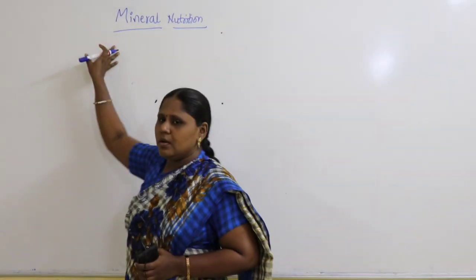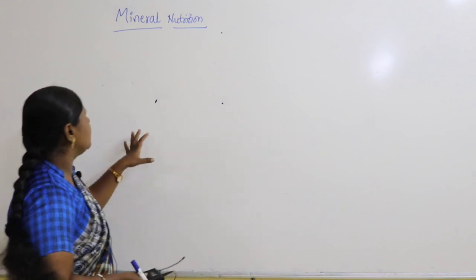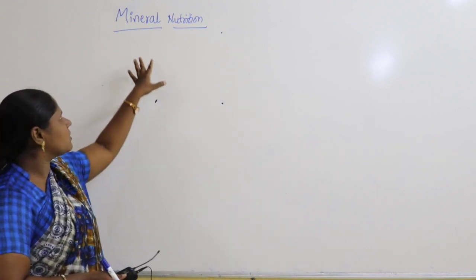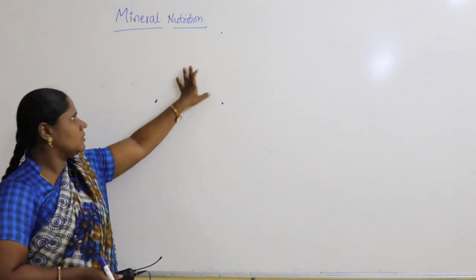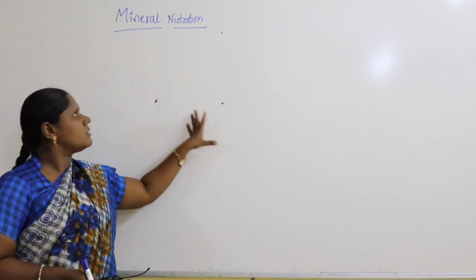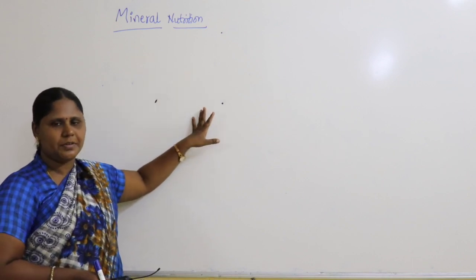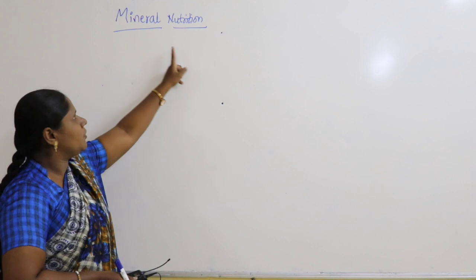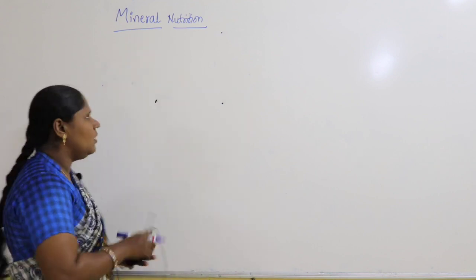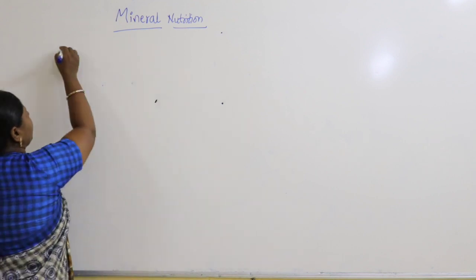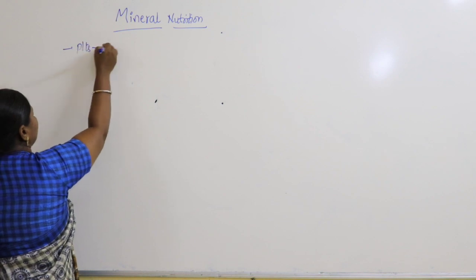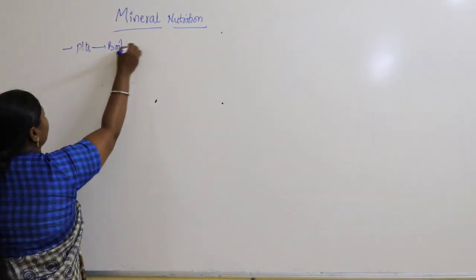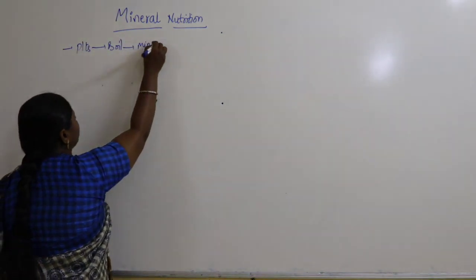Now, last class we had a video called enzymes. Now let us go with the next chapter, mineral nutrition. It is not the next concept, this is the next chapter. Let us go with the next chapter, mineral nutrition. Now here, generally plants are in need of the soil. Soil contains different types of minerals.